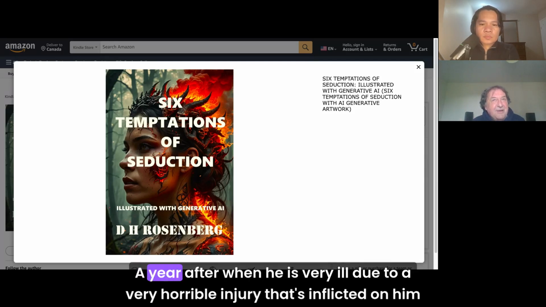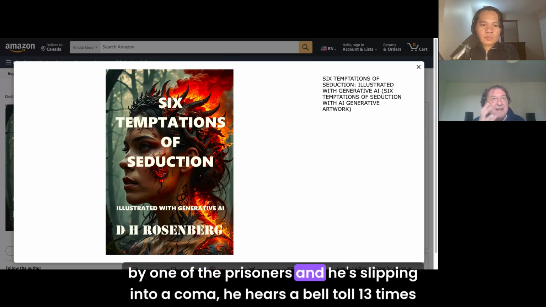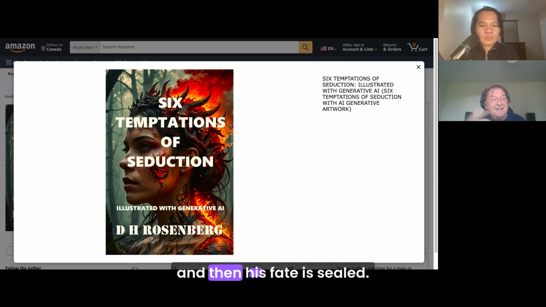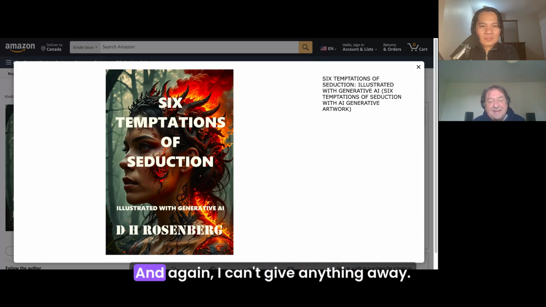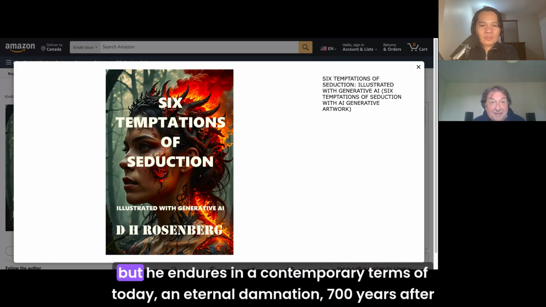And ultimately, a year after, when he is very ill due to a very horrible injury that's inflicted on him by one of the prisoners, and he's slipping into a coma, he hears a bell tolled 13 times, and then his fate is sealed. And again, I can't give anything away, but he endures, in contemporary terms of today, an eternal damnation 700 years after the event.